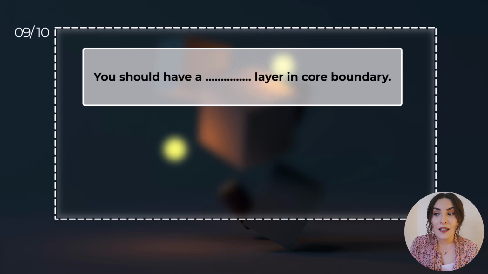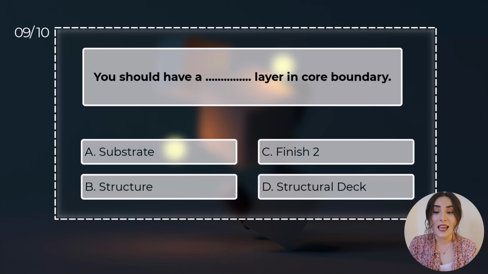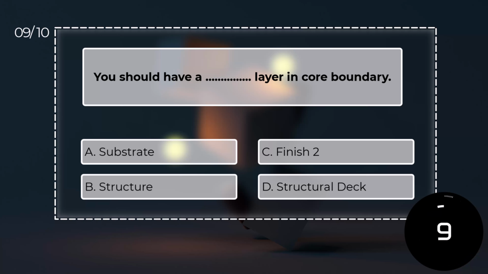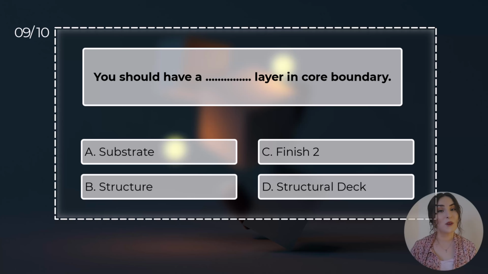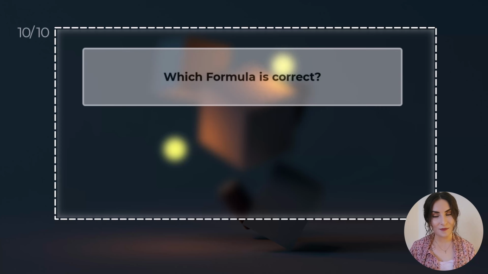You should have a layer in core boundary. A. Substrate. B. Structure. C. Finish 2. And D. Structural deck. Alright, the last one, question number 10. Let's see what it is.